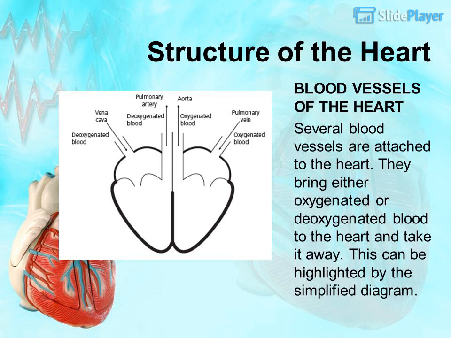Several blood vessels are attached to the heart. They bring either oxygenated or deoxygenated blood to the heart and take it away. This can be highlighted by the simplified diagram.